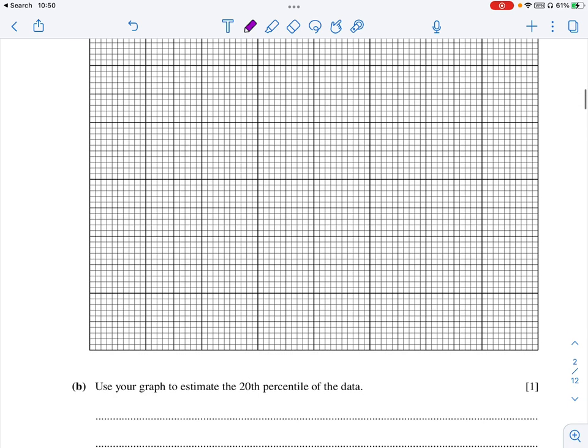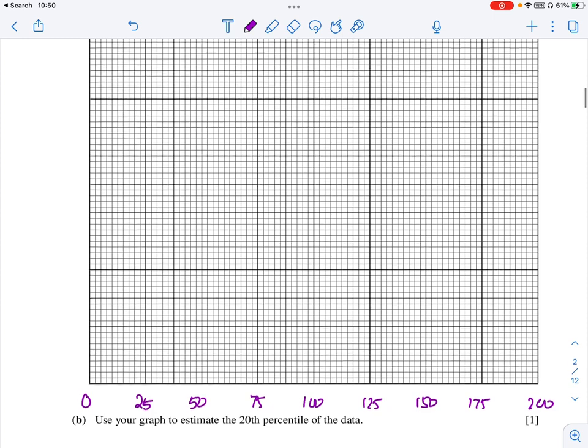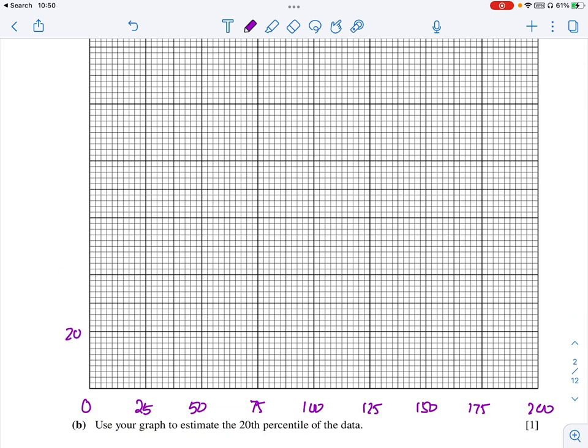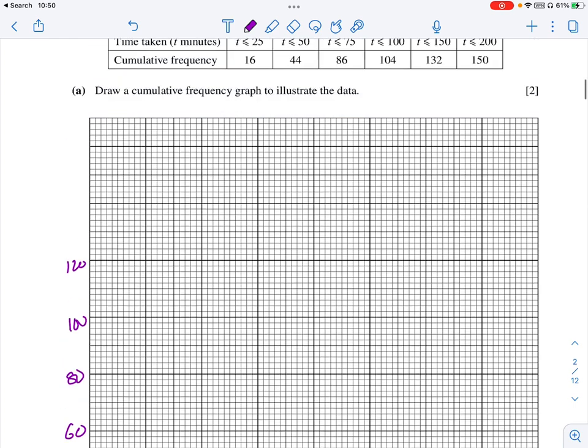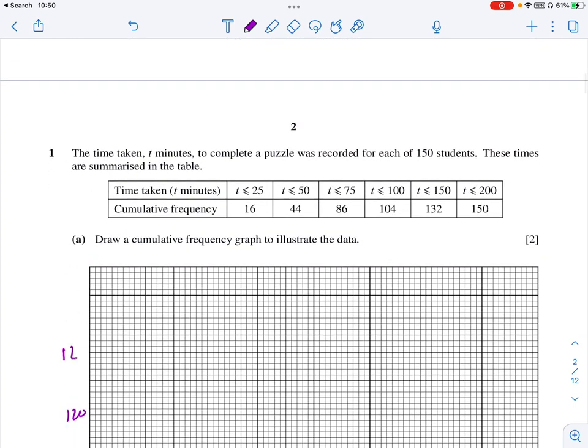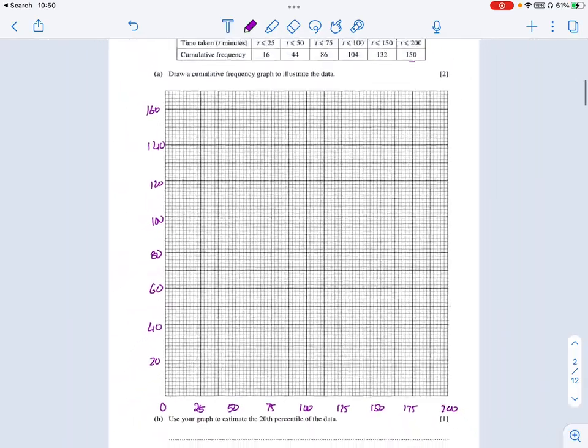So we have to make the scale over here. For that, let me write it out over here. It is 0, 25, 50, 75, 100, 125, 150, 175, and 200. Over here, I take the scales of 20, 40, 60, 80, 100, 120, then 140, and 160 because the maximum is 150. Now, we are going to plot this one now.